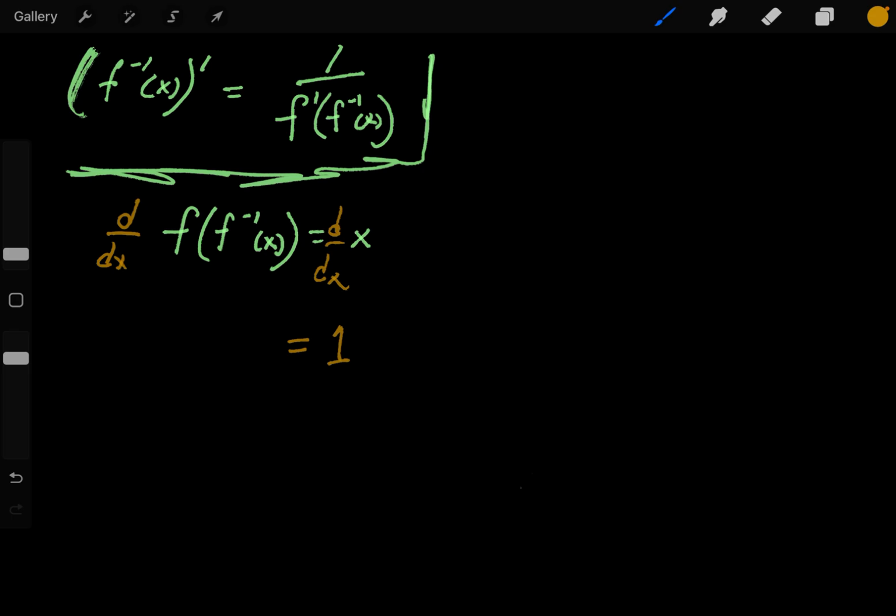On the left-hand side, we get a nice relationship if we can see that this is a plugged-in function and that this is an outer function. We can utilize chain rule. We can say that the derivative of the composition of two functions, right? What is it? It's the derivative of the outer function with the inner one plugged in times the derivative of the inner function.